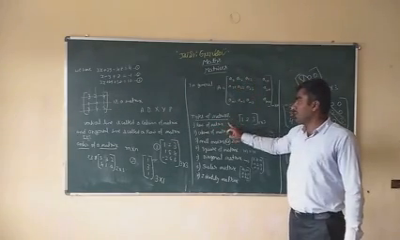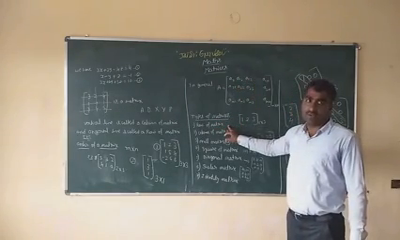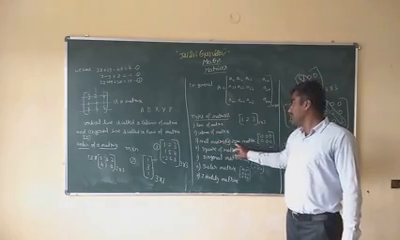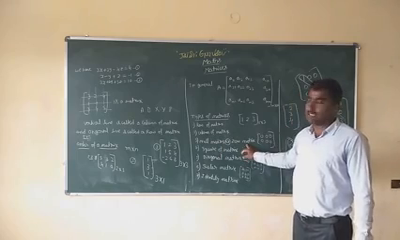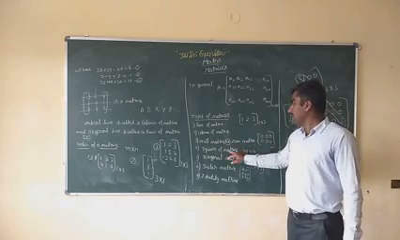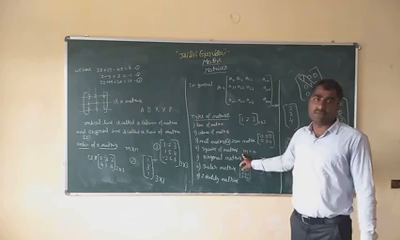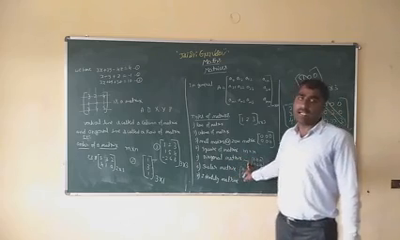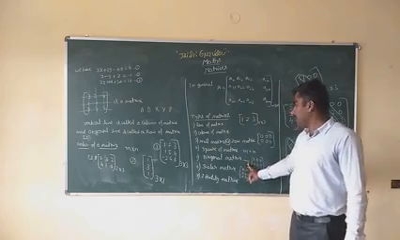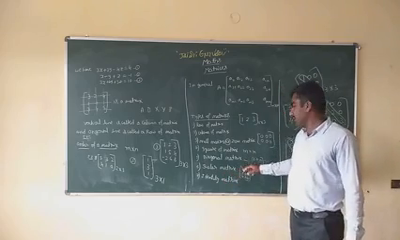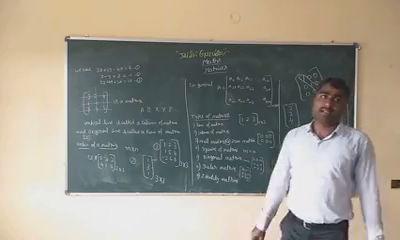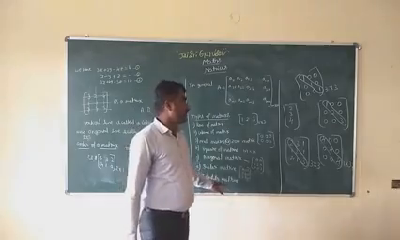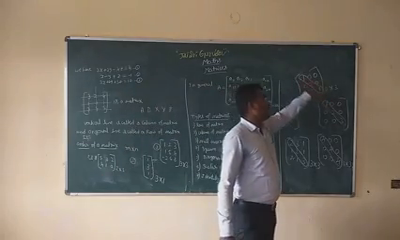Types of matrix: row matrix means a matrix having only one row. Column matrix means only one column. Null matrix means all the elements are 0. Square matrix means the number of rows is equal to the number of columns. Diagonal matrix means the non-diagonal elements are 0. Scalar matrix is a diagonal matrix whose diagonal elements are equal. Identity matrix means the diagonal elements are equal to 1.